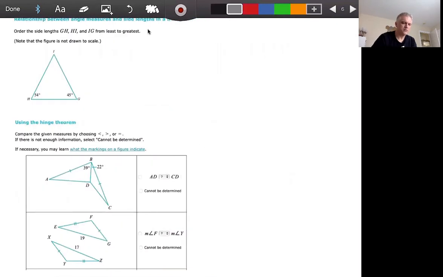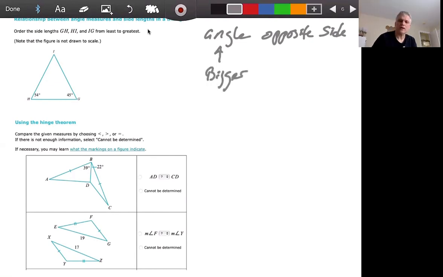Okay, let's flip it here. Now this one here, least to greatest. And here's what you need to know about this. The angle opposite a side in a triangle, as well as the side opposite the angle. The relationship is if one angle is bigger than another angle in a triangle, then the opposite side is going to be bigger. If one is smaller, the opposite is smaller.